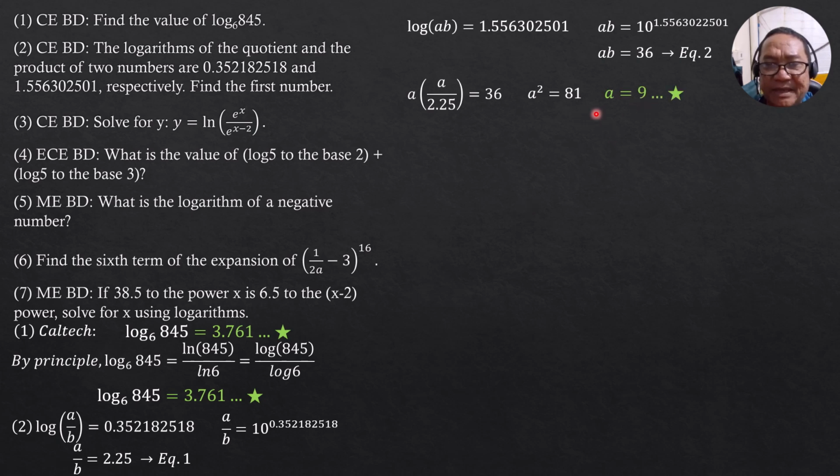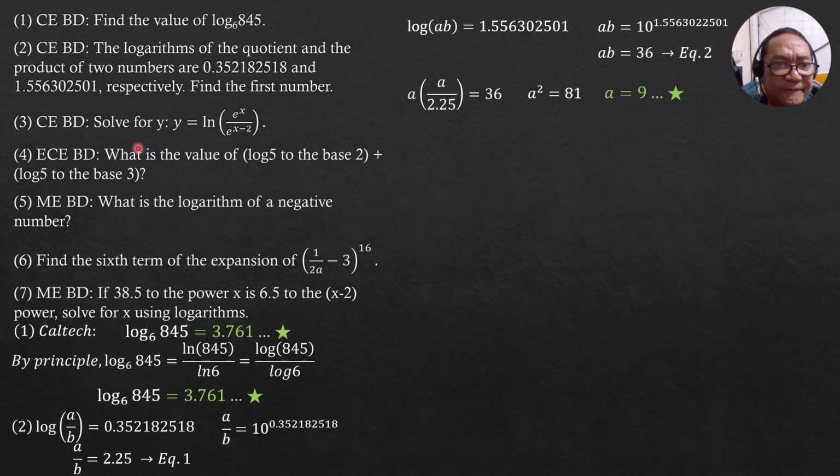Plus or minus 9, but definitely the logarithm of a positive number should be used, because the logarithm of a negative number, if you use your calculator, is undefined. But in advanced mathematics, it is a complex number.